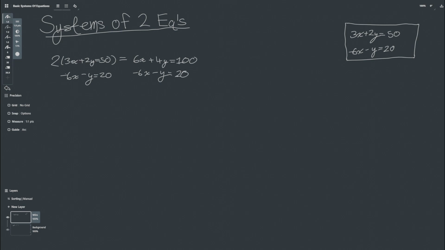Alright, now after multiplying the top equation on both sides by 2, we get 6x, 2 times 3x equals 6x, 2y times 2 is plus 4y, and then again we have to do it on the other side of the equal, so 50 times 2 is 100, and then the bottom equation just stays the same. Now if you notice here, we have positive 6x on the top and minus 6x on the bottom. This is good, because now we can just add the equations so that we have 6x minus 6x, which will just cancel out. So let's do that.